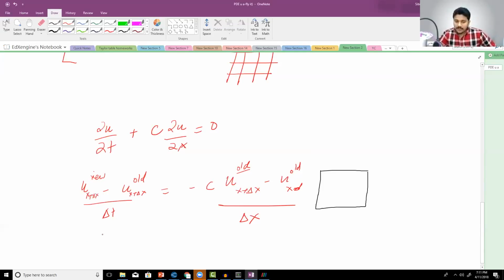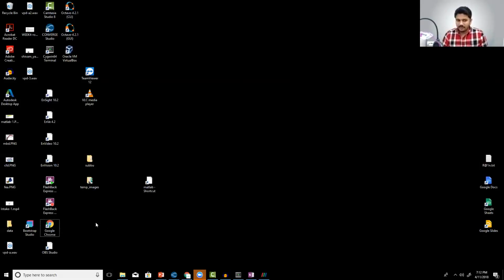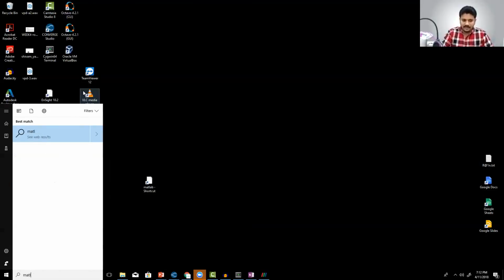So with this, I can say u new at x plus delta x is equal to u old at x plus delta x, minus c times delta t by delta x multiplied by whatever we have here. This is a very simple update rule. This is called time marching. I'm not explaining the details here because I don't want to do that right now.